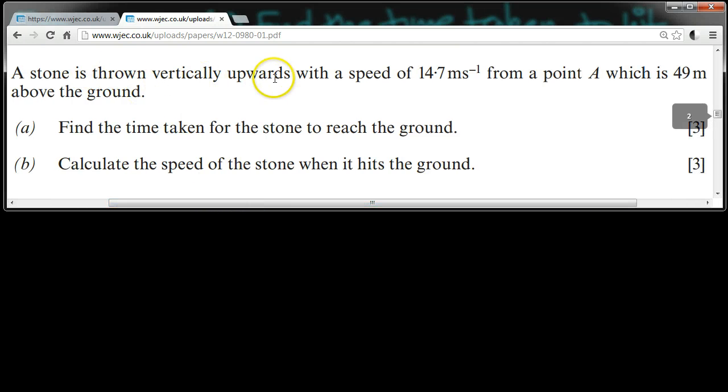A stone is thrown vertically upwards with a speed of 14.7 meters per second from a point A which is 49 meters above the ground. Find the time taken for the stone to reach the ground. Calculate the speed of the stone when it hits the ground.